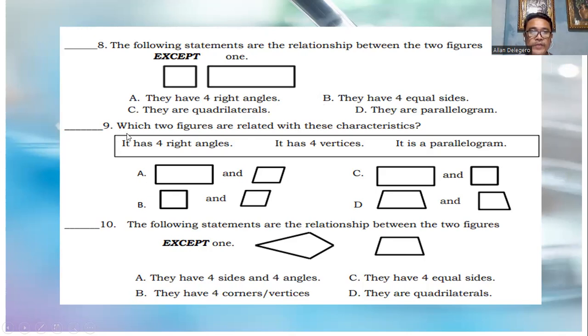9. Which 2 figures are related with these characteristics? It has 4 right angles. It has 4 vertices. It is a parallelogram. Letter A, letter B, letter C, letter D.